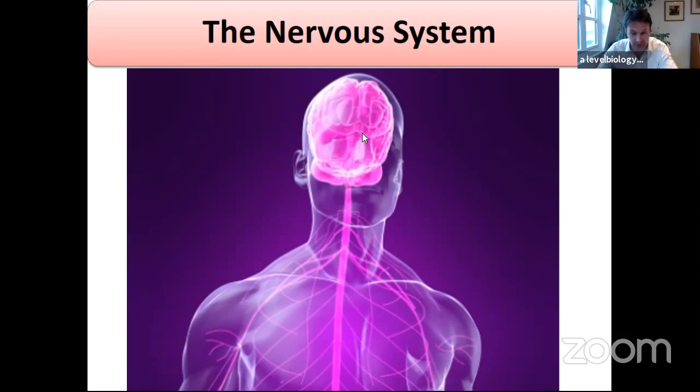Today we're going to go over the nervous system. It should take about 45-50 minutes. We'll do a Socrates quiz about two-thirds of the way through.